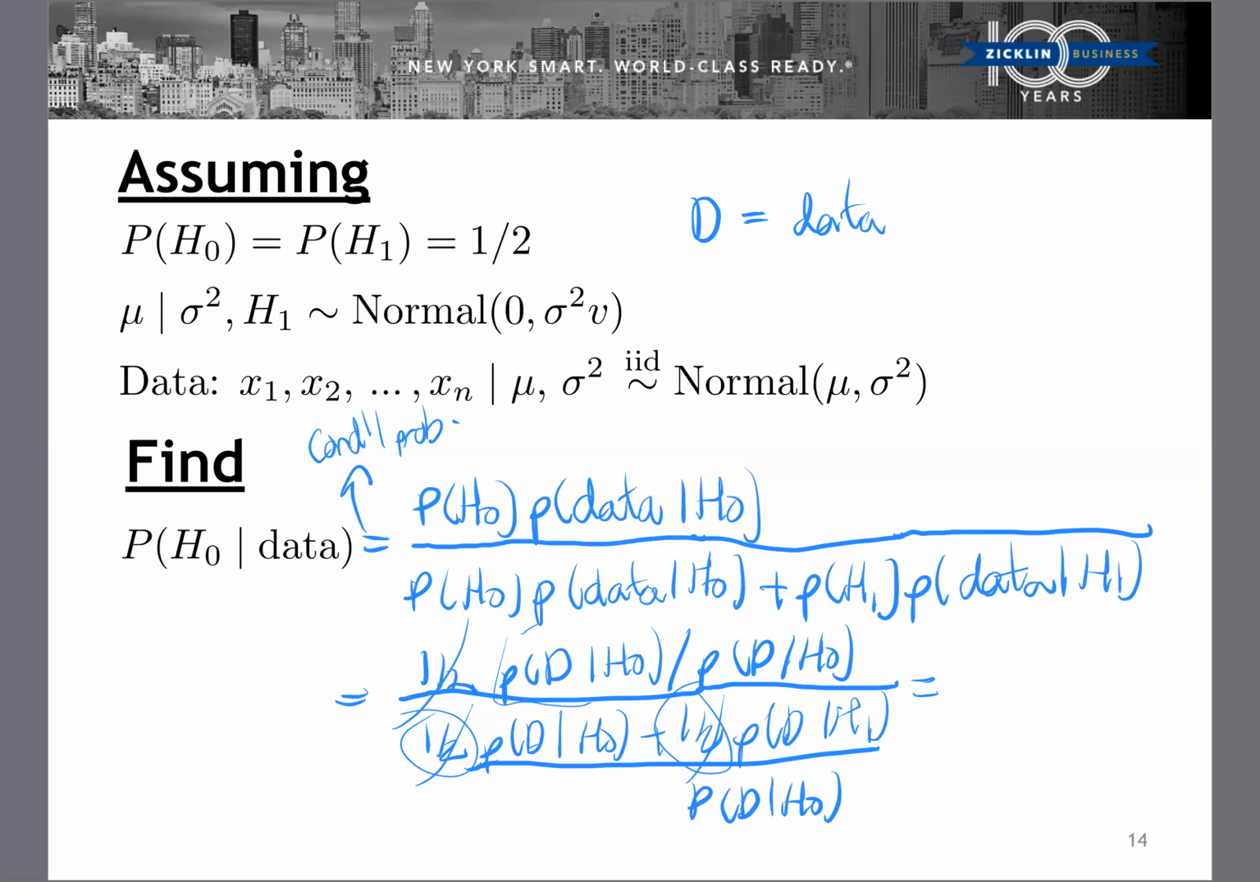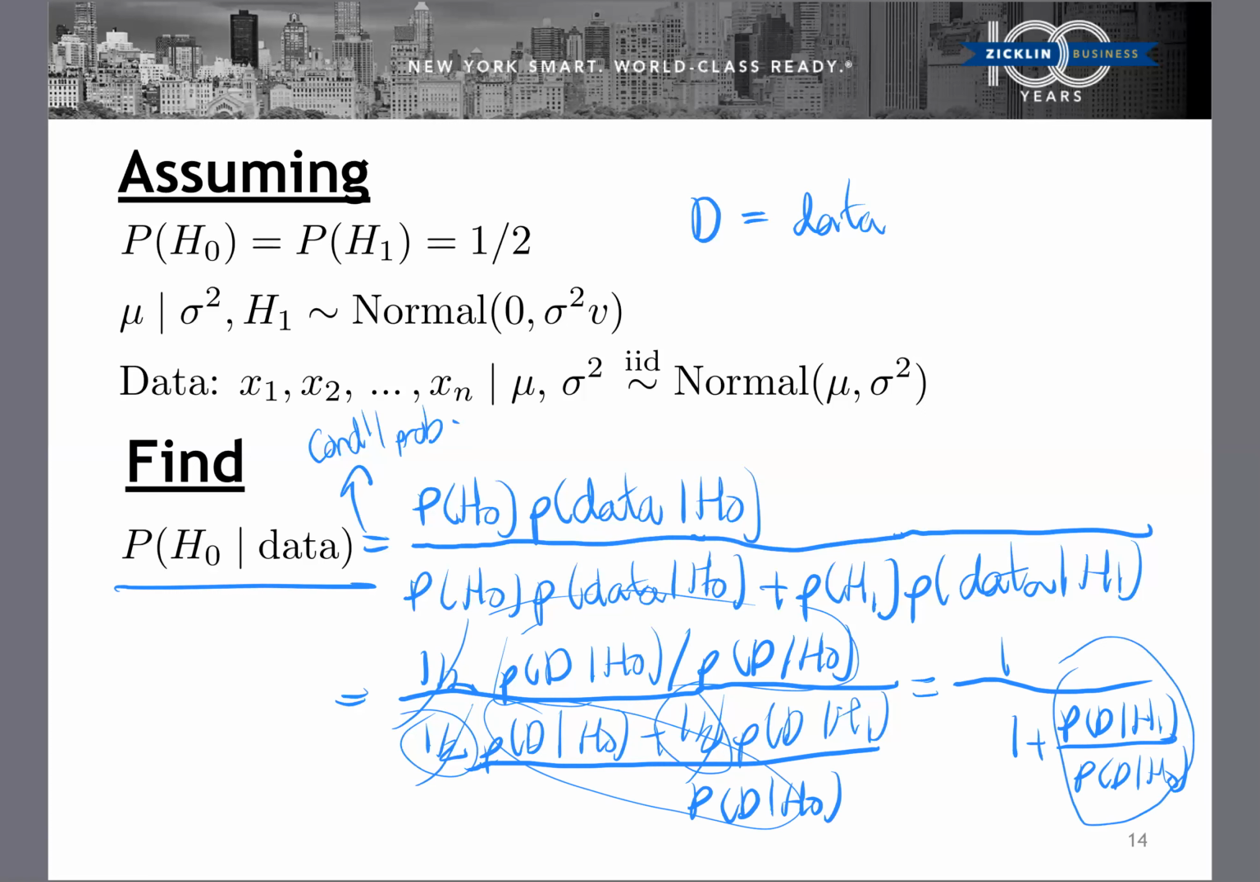So this becomes what? This becomes 1. What does this one become? 1 as well. And then we've got this quotient, right? We've got P of D given H1 over P of D given H0. Okay, so the posterior probability of the hypothesis depends on the data only through this term. This term has a name. Turns out it's called the Bayes factor of H1 to H0.